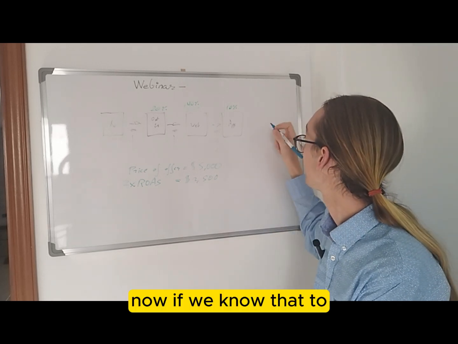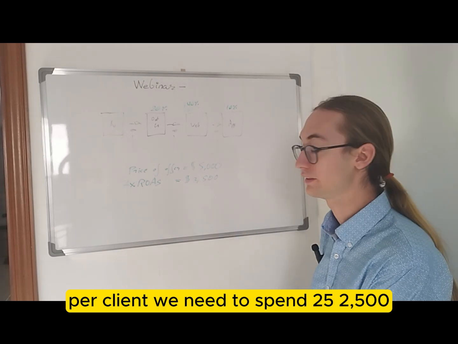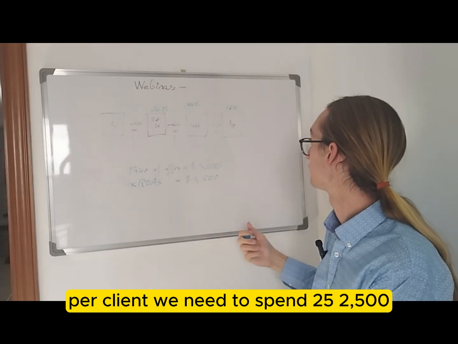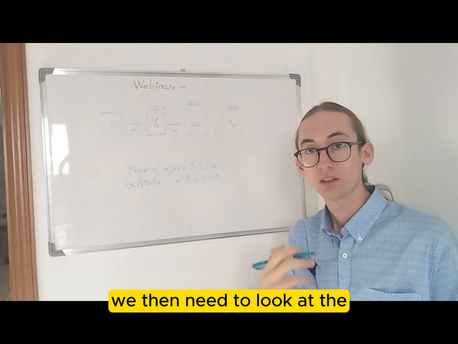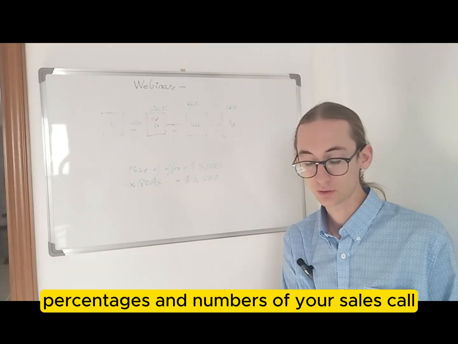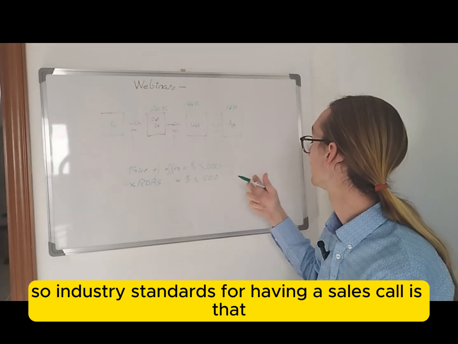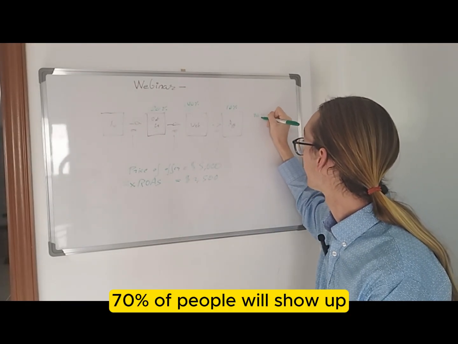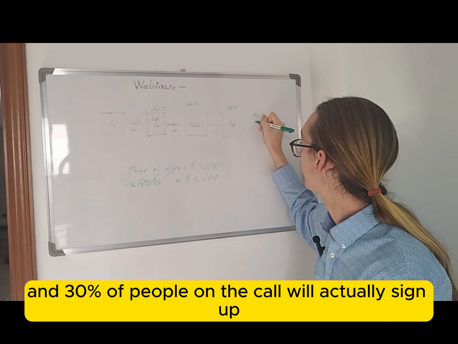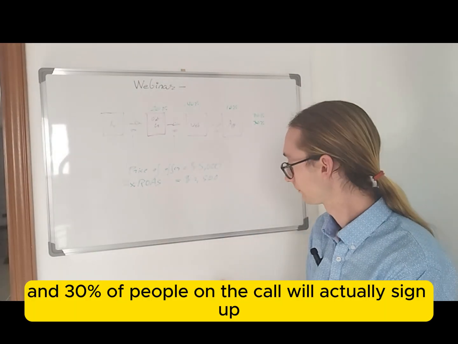Now, if we know that per client we need to spend $2,500, we then need to look at the percentages, the numbers of your sales call. So industry standards for having a sales call is that 70% of people will show up and 30% of people on the call will actually sign up.